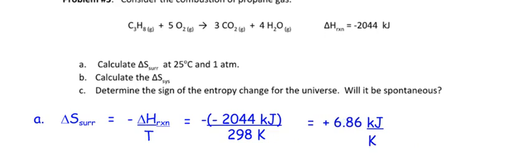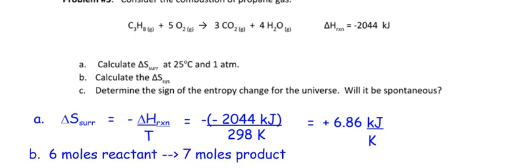So here I have this, and that's what I end up getting. If you want it in joules per Kelvin, it would be 6,860 joules per Kelvin. But the important thing here is it's a positive sign. So the surroundings is getting more disorderly. All right, what about letter B? Calculate the delta S of the system. Well, what's happening? I have gas, gas, gas, gas. That doesn't help me. I have 6 moles of gas becoming 7 moles of gas. All right, so what's happening to my delta S of my system? It's increasing.